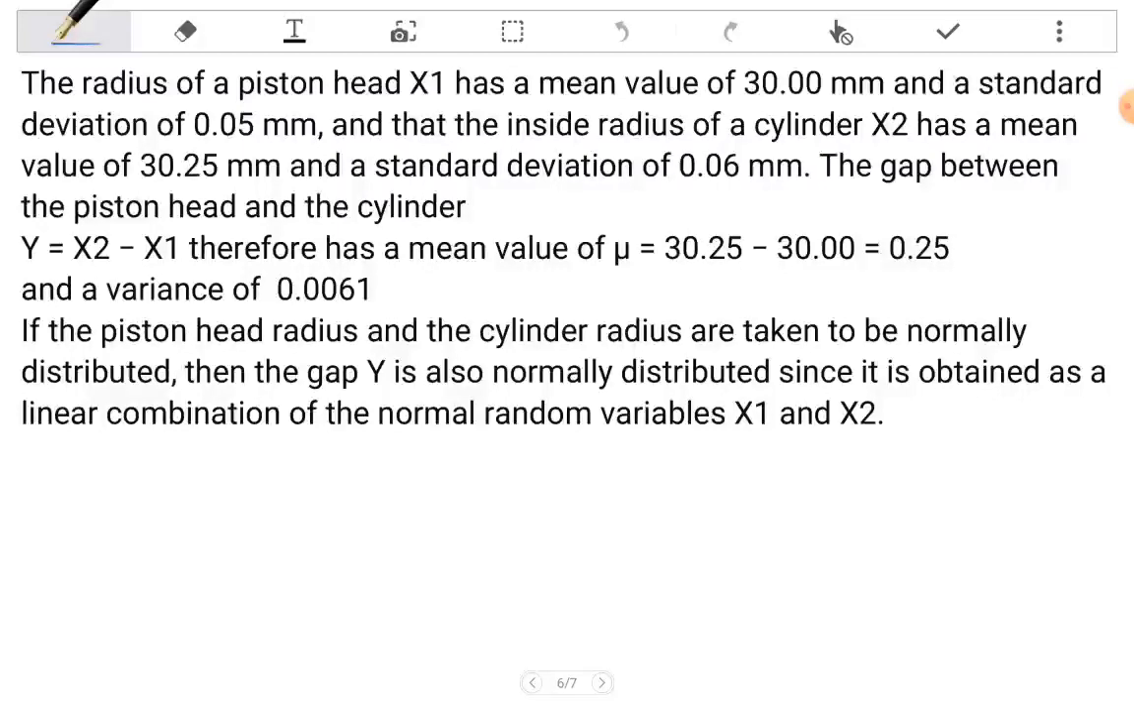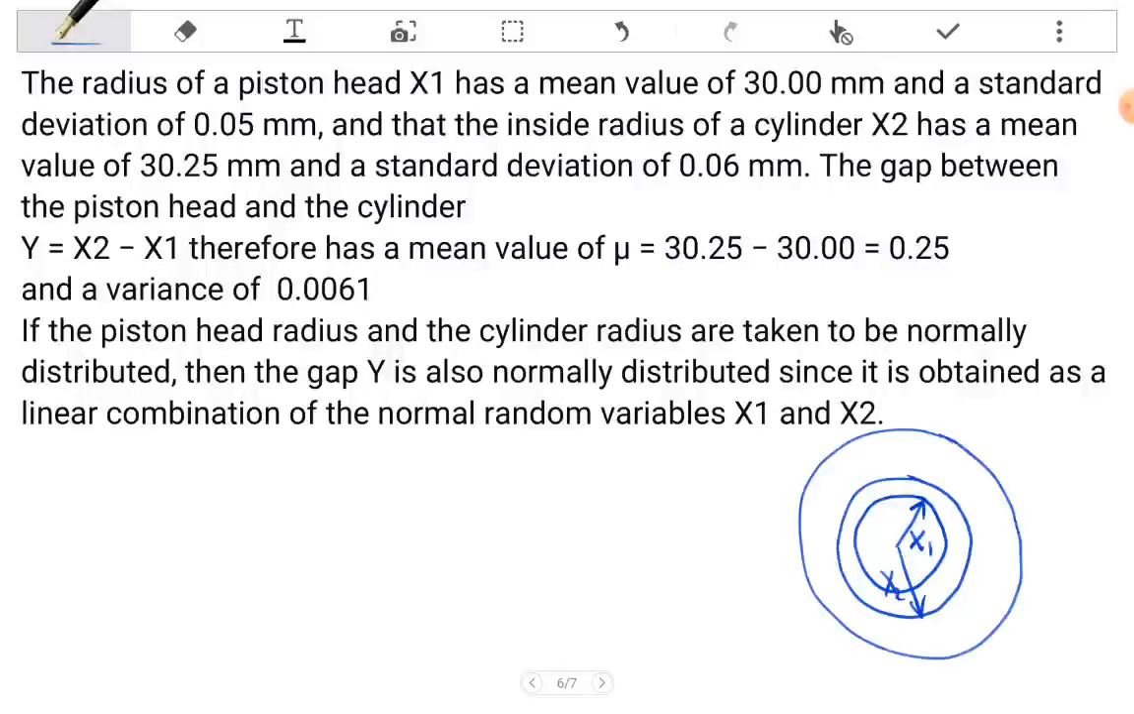Remember we talked about the radius of a piston head. What we had there was some piston head and some cylinder. The radius of the piston head is x1, the radius of the cylinder was x2, right? So this is some cylinder. And remember that the mean value for x1 was 30 millimeters, and the standard deviation 0.05. And cylinder x2 has the mean value, this one, and standard deviation, this one.